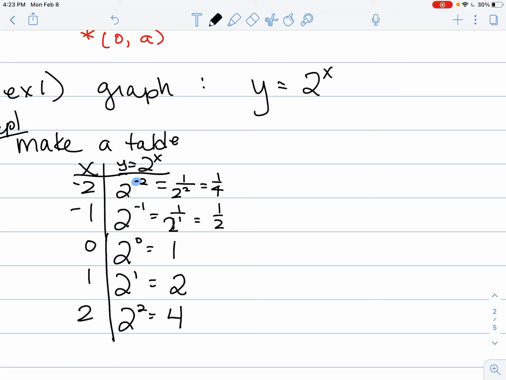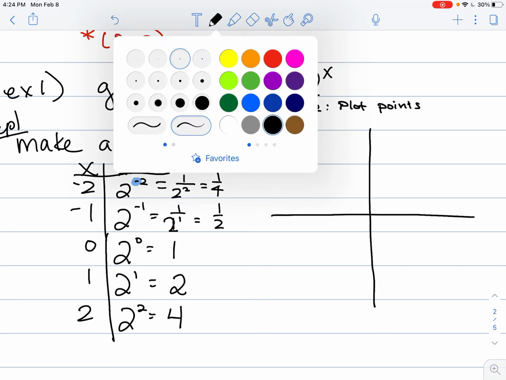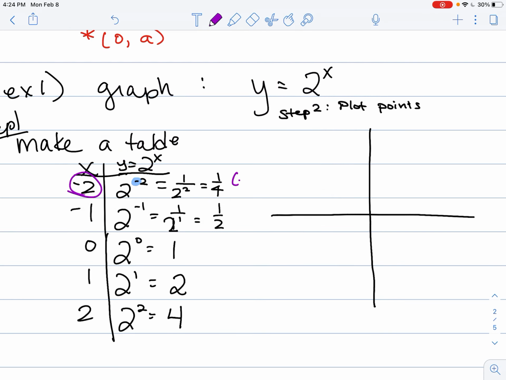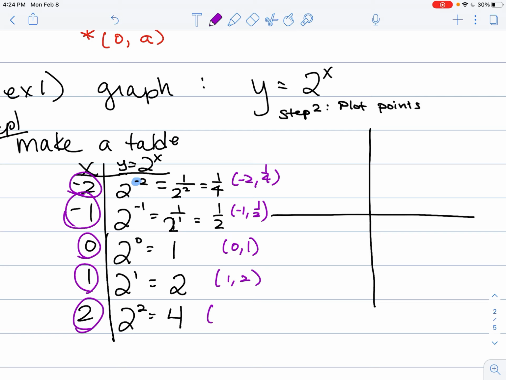So if I'm going to graph this, I'm going to plot those points now. Step 2, you're going to plot your points. Keep in mind, when x is -2, y is 1/4. When x is -1, y is 1/2. When x is 0, y is 1. When x is 1, y is 2. When x is 2, y is 4. So we're going to plot those points.